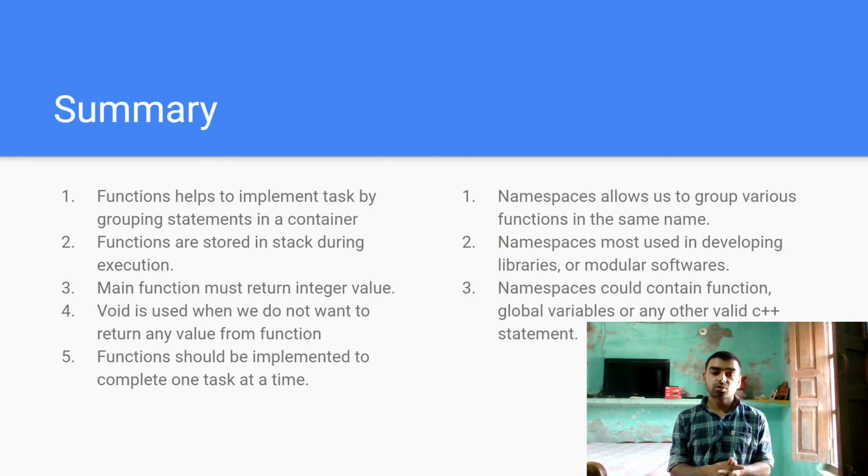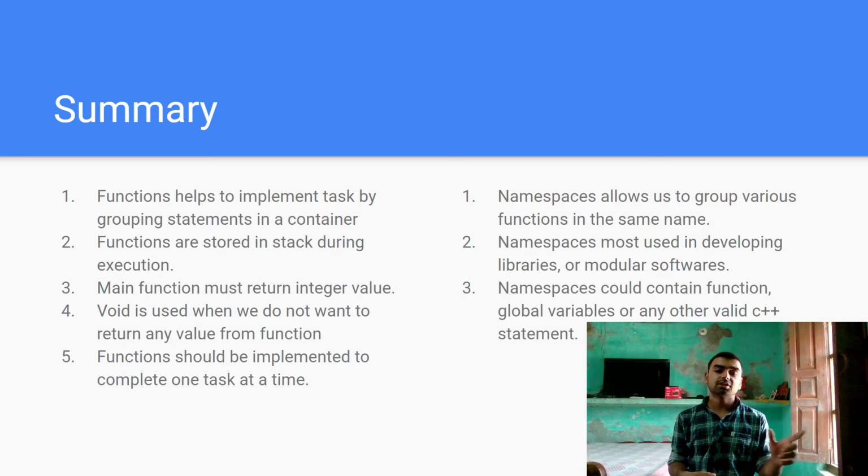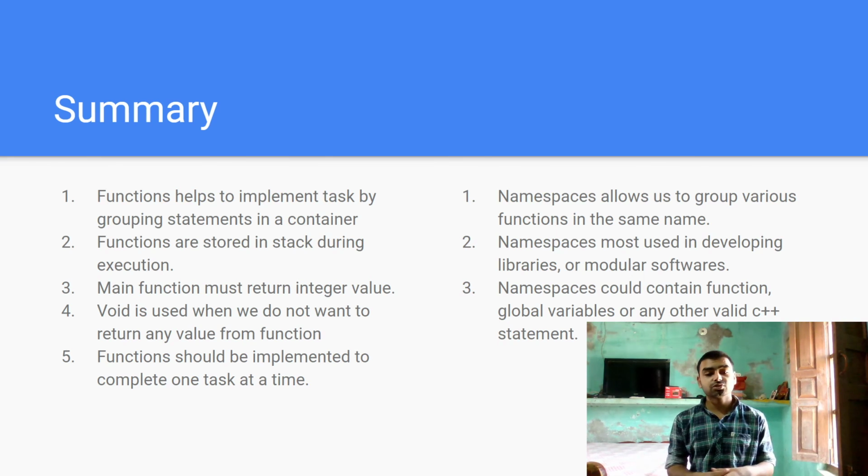So we talked about functions. Functions help us to implement tasks by grouping statements in a container. And then we saw that functions are stored in stack during execution of the program. Main function must return an integer value. And then we have the void is used when we do not want to return any value from the function. And we have functions should be implemented to complete one task at a time. That simply means we should not do multiple tasks inside of one function.